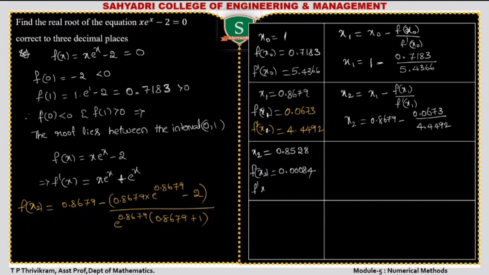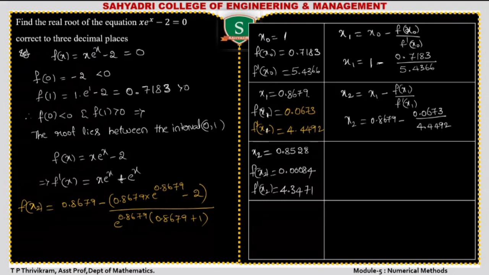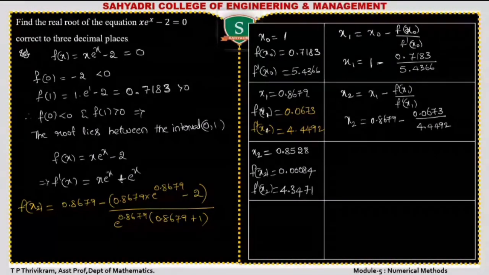f'(x2) is nothing but 1 plus x2, that is 0.8528, times e^0.8528. So I'll get 4.3471. Are you listening? Getting it right? I'm just calculating. Yes, sir.